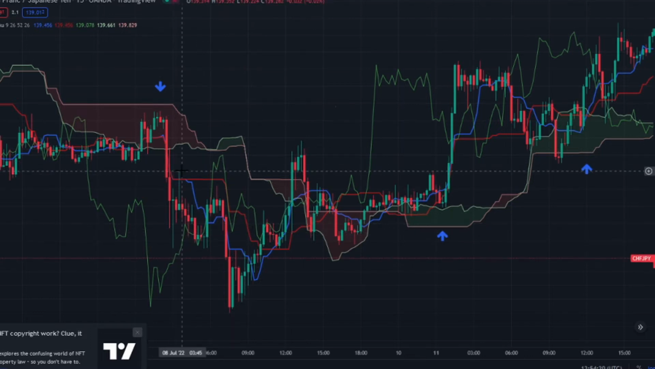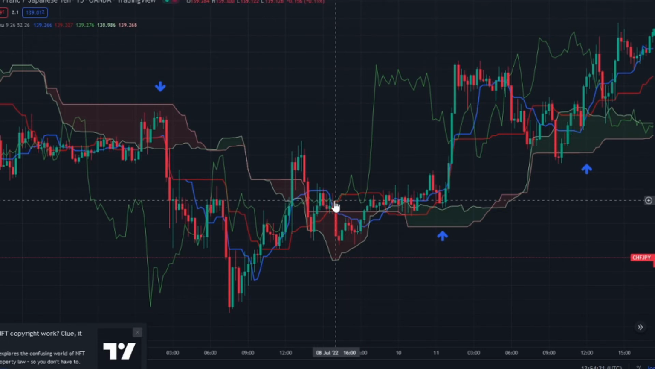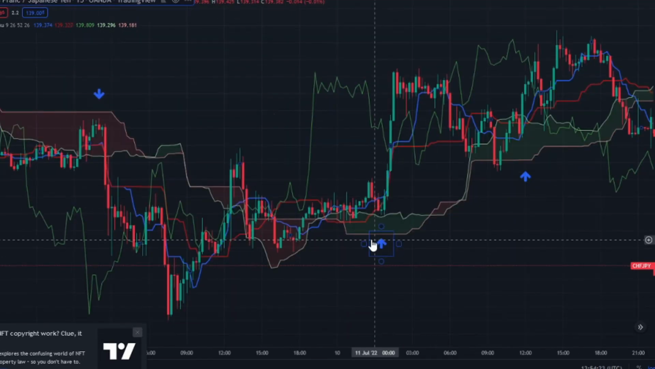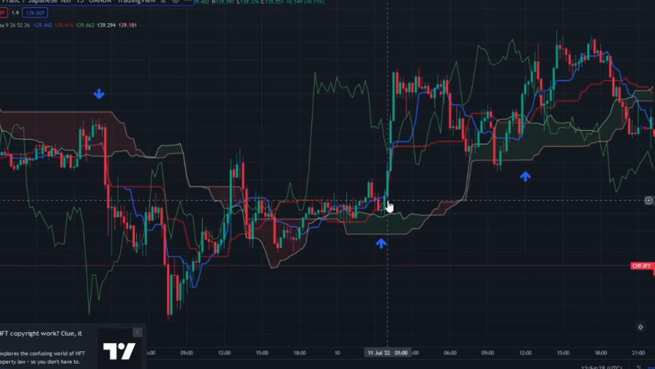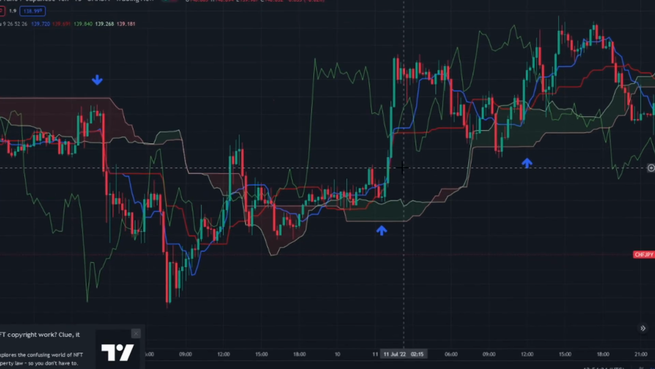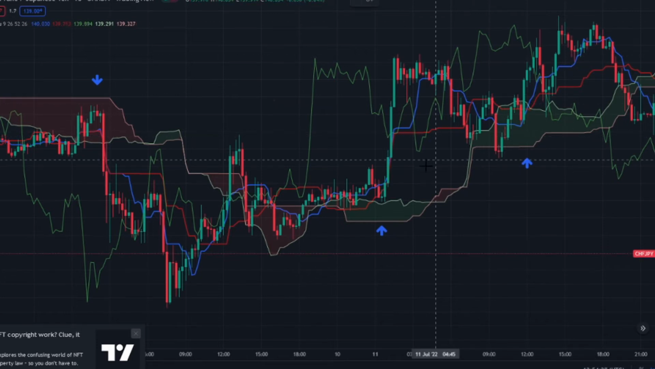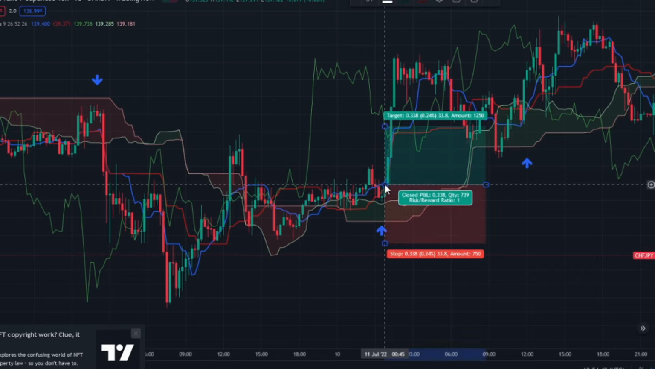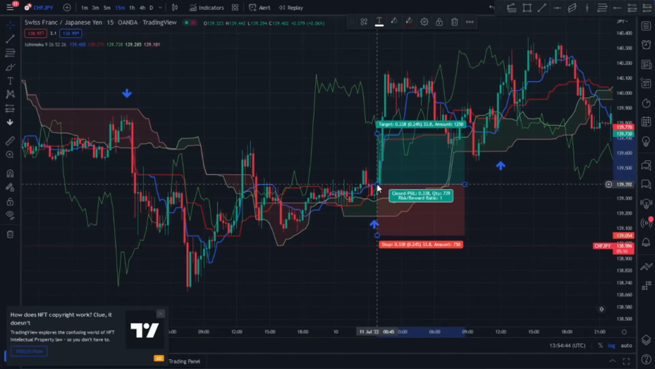In long positions, the Ichimoku cloud should be green, the price is above the cloud, and the upward cross of the conversion line and the baseline occurs. In this case, we open a long position. We place the stop loss under the previous floor, and we set the TP to 1.5 times the stop loss.